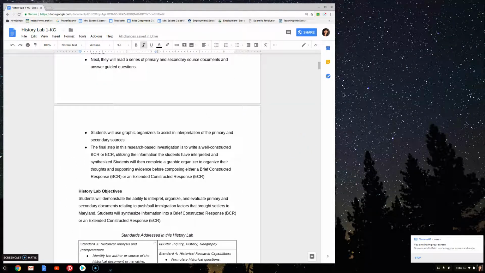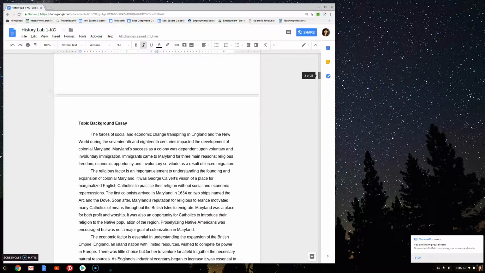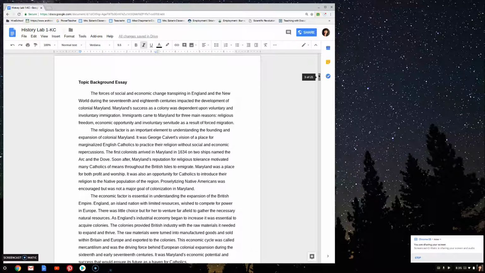Also within the first couple of pages are the objectives and a list of the standards that this entire packet is going to be targeting. So identifying authors of sources, reconstructing the literal meaning of a historical passage, these very essential skills of an emerging historian. The first piece of evidence that you're going to be reviewing in all of our history labs is going to be called a topic background essay.